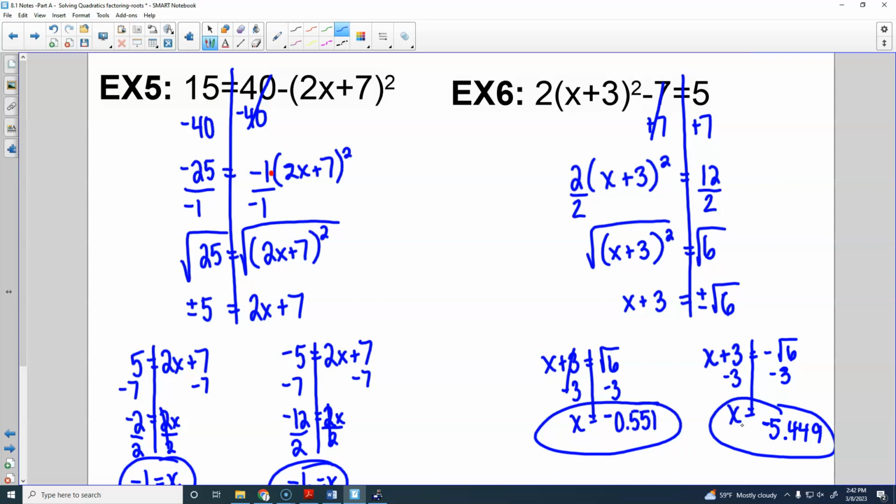Okay, questions? It is basically like solving equations was already. We just got that one extra tool where we can take the square root of both sides to get rid of a square. Okay? All right.